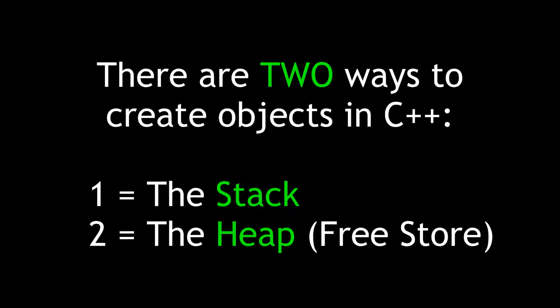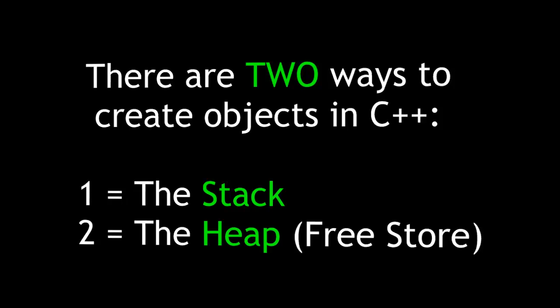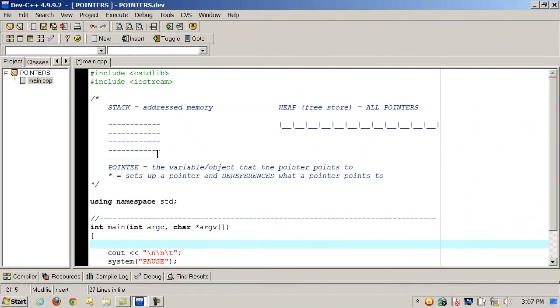There are two ways to create objects in C++. One, the stack, and two, the heap or the free store. We've been discussing pointers and practicing and using pointers in projects so far. And we looked at pointers and pointees, how to set up a pointer, how to dereference a pointer, when you should pass by value and passing by reference using both pointers and references or aliases.